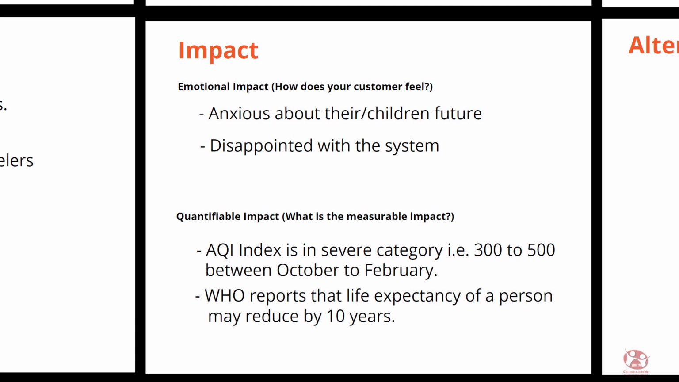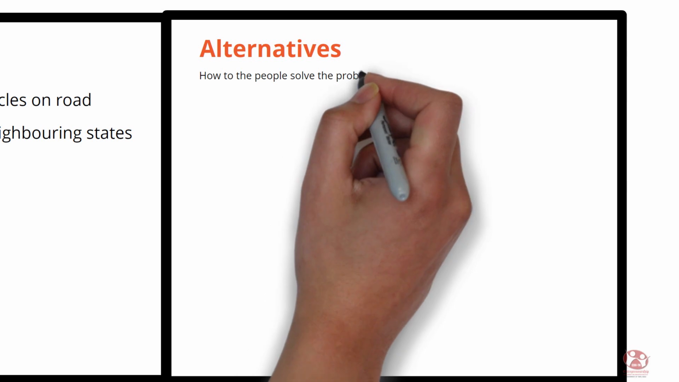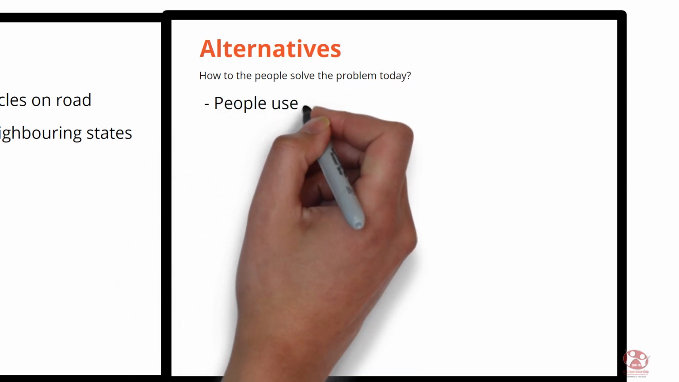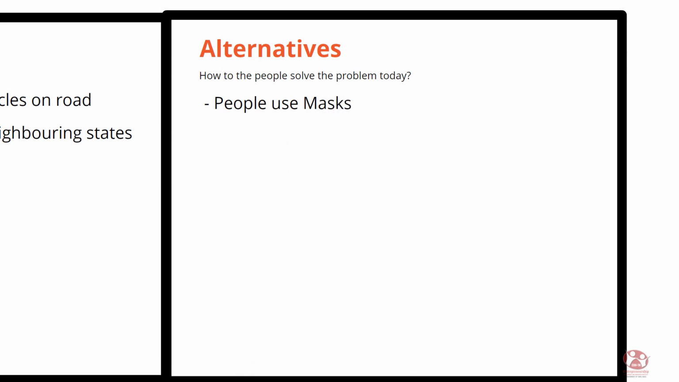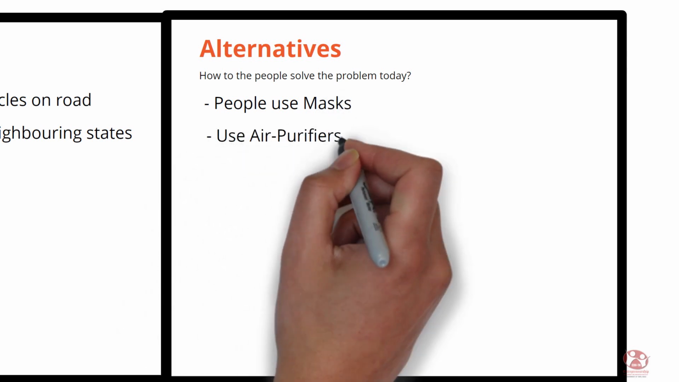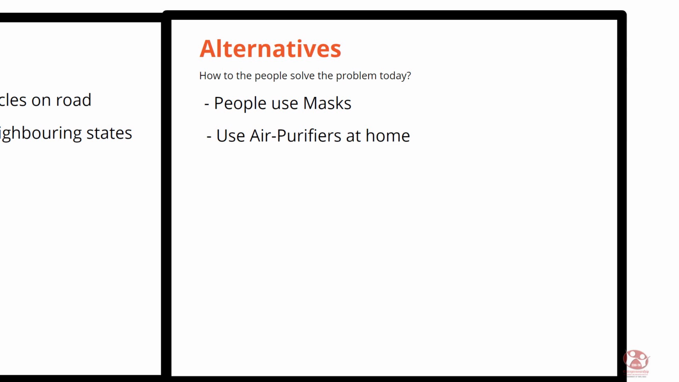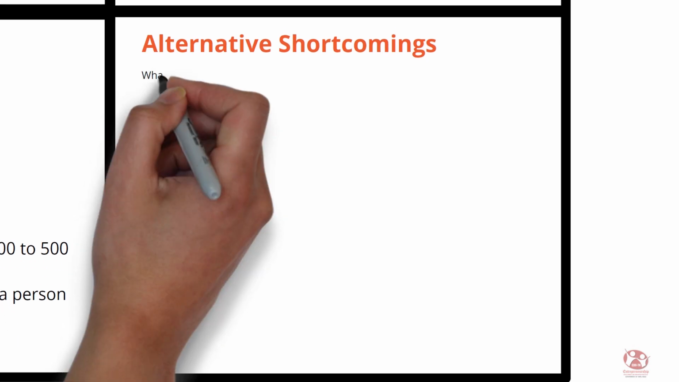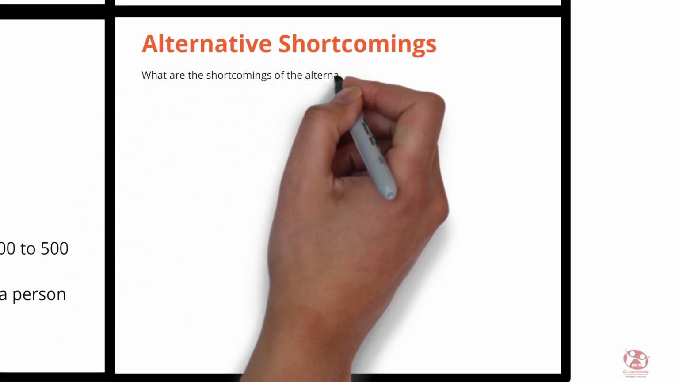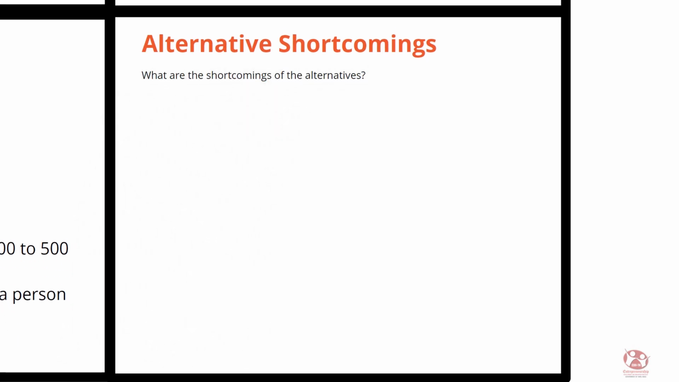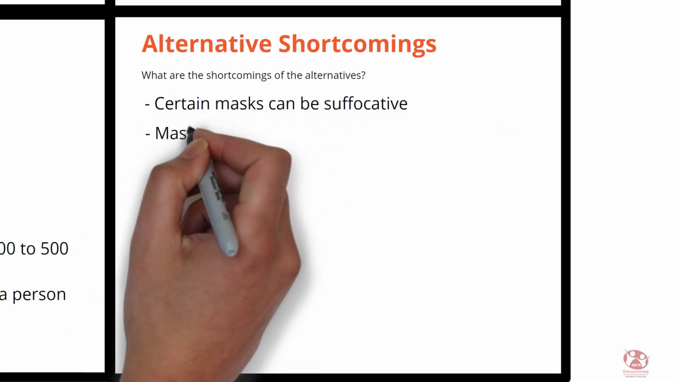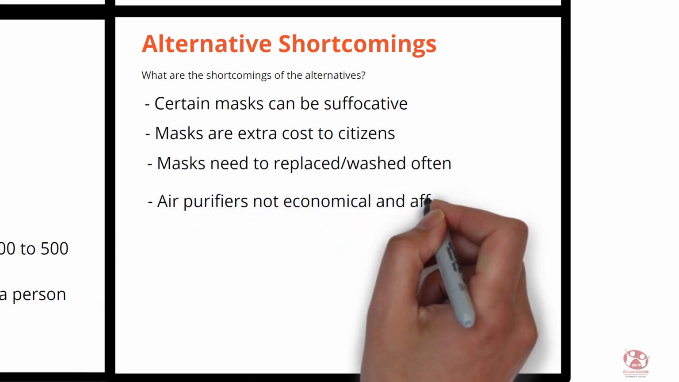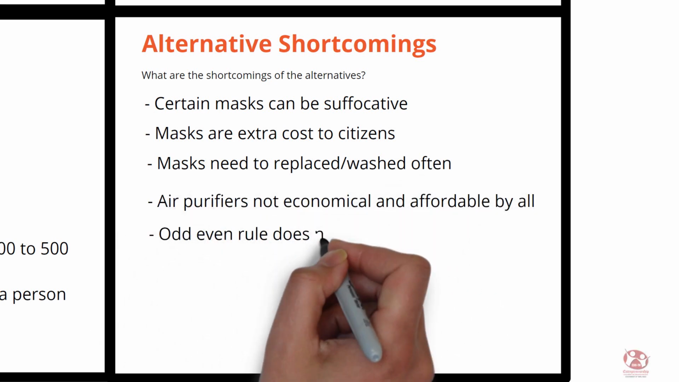Well, after this, we need to discuss how do the people solve the problem today? What are the alternatives for people to solve the problem today? Well, people use masks to protect themselves from air pollution. At their home, they may use air purifiers, or government can come up with measures such as odd even rule to regulate the number of vehicles on the road. We need to ask ourselves further, what are the shortcomings of these alternative solutions? One of these shortcomings are masks can be suffocating, costly, and require frequent replacement or washing. Air purifiers are not affordable for everyone, and the odd even rule doesn't please citizens.